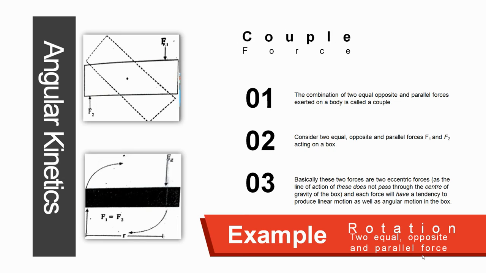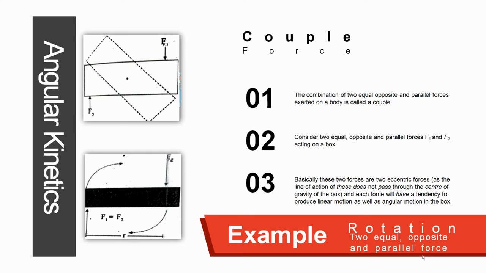The second term, the couple. The combination of two equal, opposite, and parallel forces exerted on a body is called a couple. Consider two equal, opposite, and parallel forces, which we can see in the figure as F1 and F2, acting on a body. Basically, these two forces are eccentric forces, as the line of action of these does not pass through the center of gravity of the box. And each force will have a tendency to produce linear motion as well as angular motion in the box.